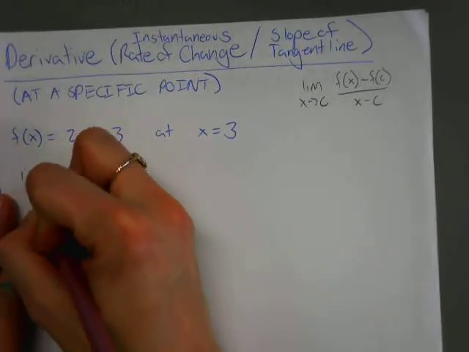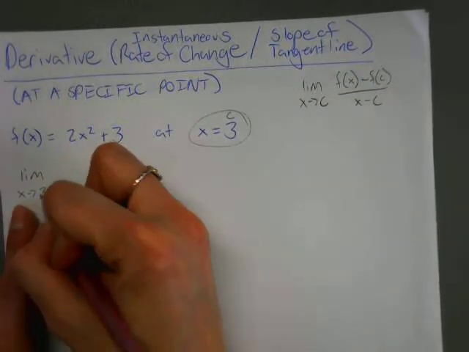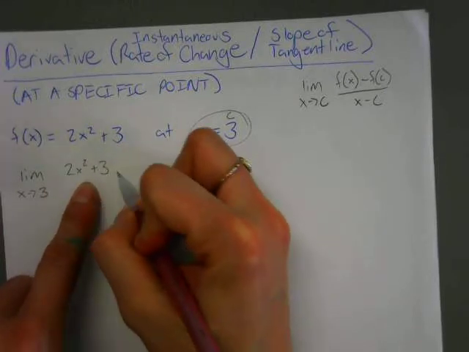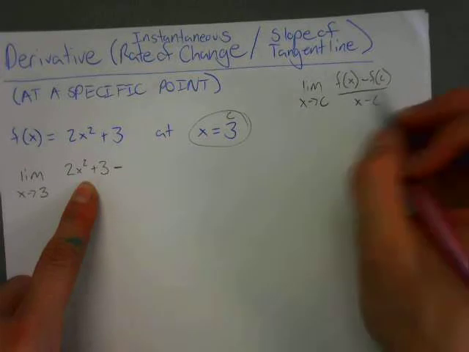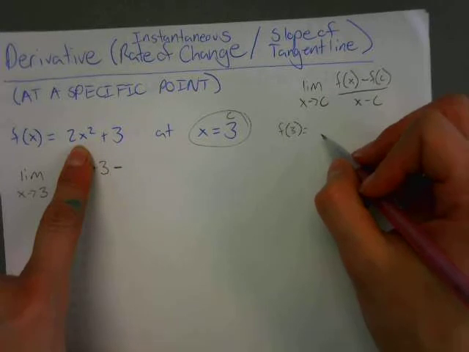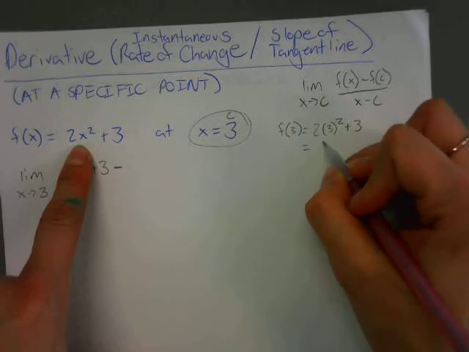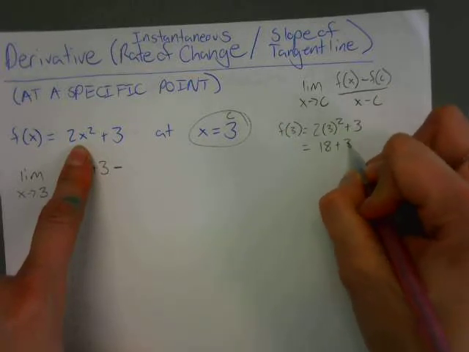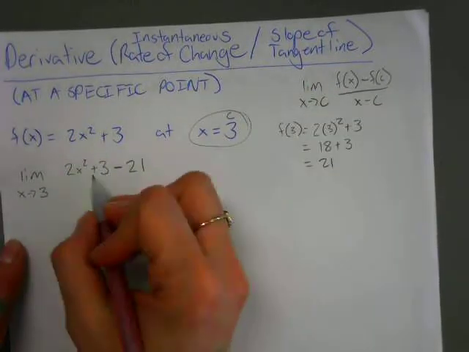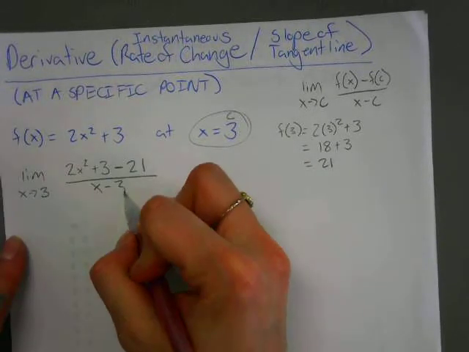I would say the limit as x is approaching my specific value, which in this case, this is my c, 3, of f of x, which is just my function, 2x squared plus 3, minus f of c. So in this case, f of c would be f of 3. So I could find that by plugging in 3 to my function. 2 times 3 squared plus 3 would be 9 times 2 is 18, plus 3 would give me 21. So I'm going to subtract 21, all over x minus my c value, which is 3.